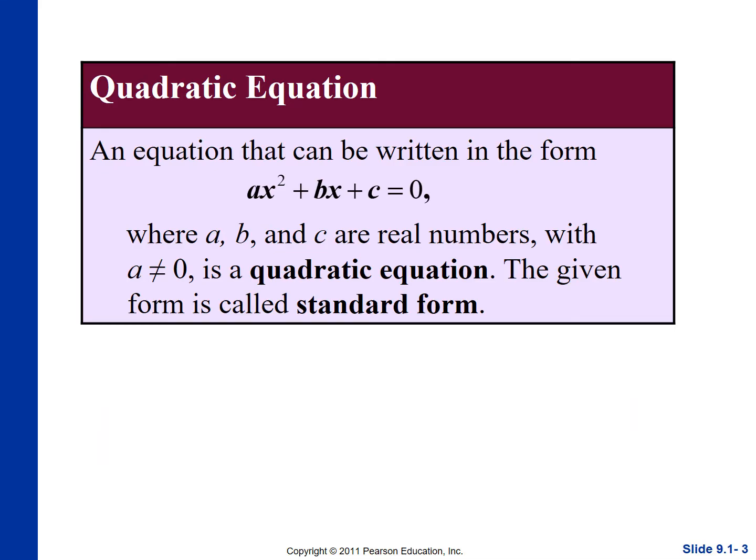A quadratic equation is any equation that can be written in the form ax squared plus bx plus c equals 0, where a, b, and c are real numbers. If a is not equal to 0, it's called a quadratic equation. And that form there that we see is called the standard form.